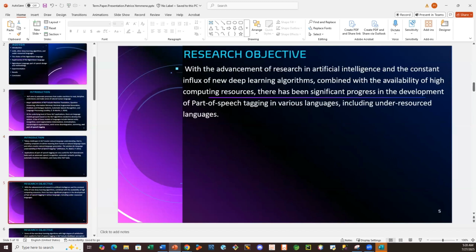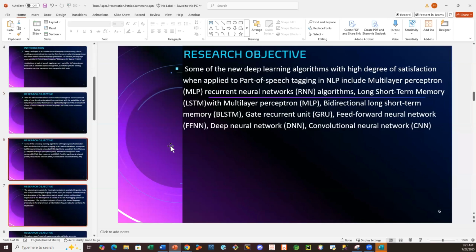So what we wanted to do is this: with the advancements of research and the constant influx of new deep learning algorithms, there's a lot that is being done in the development of part of speech tagging in various languages, including under-resourced languages.